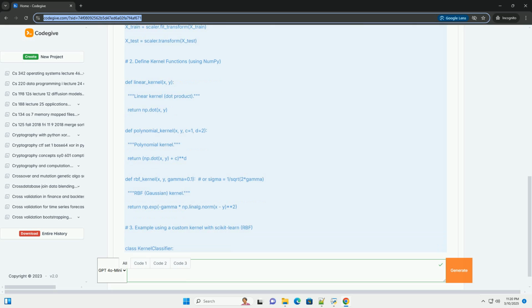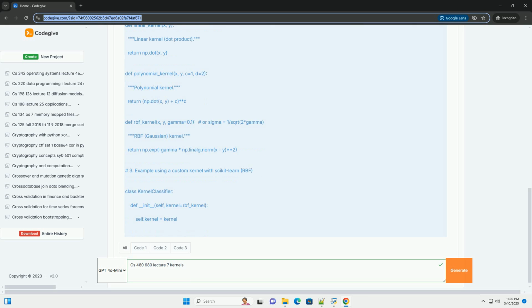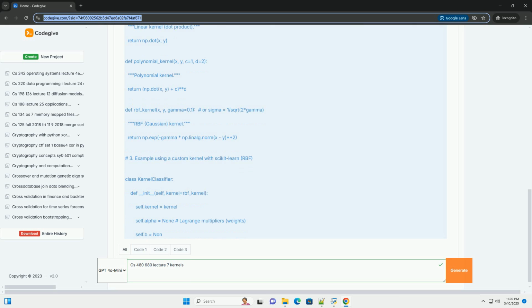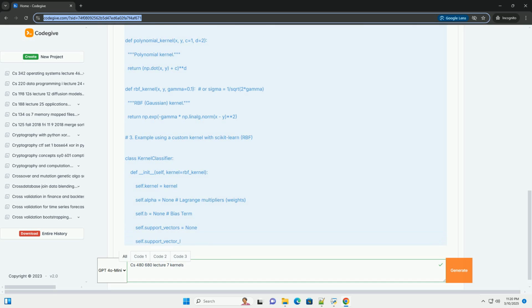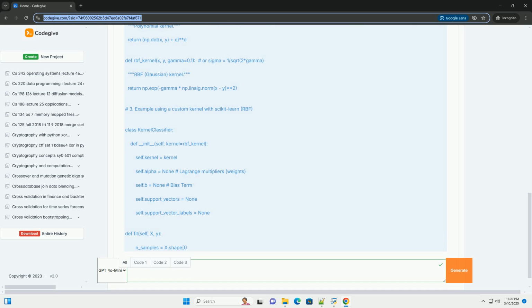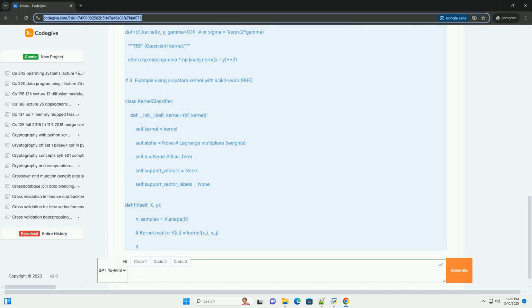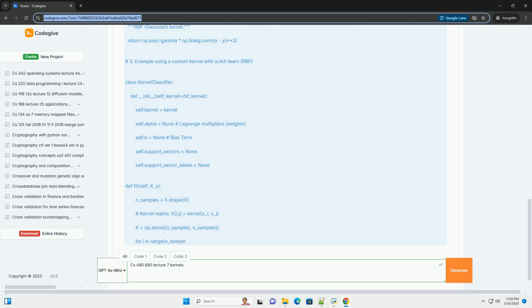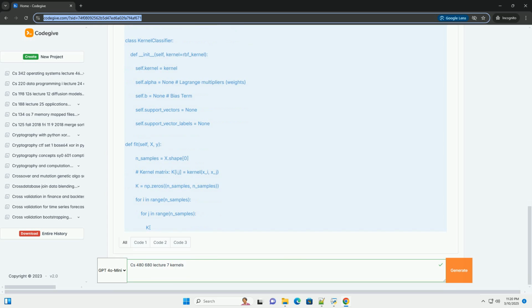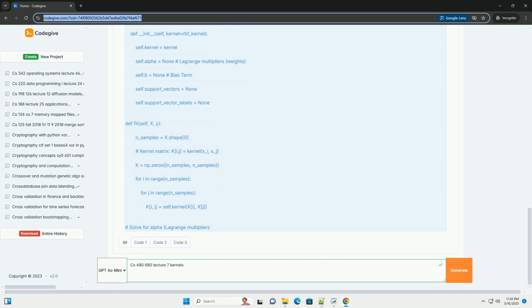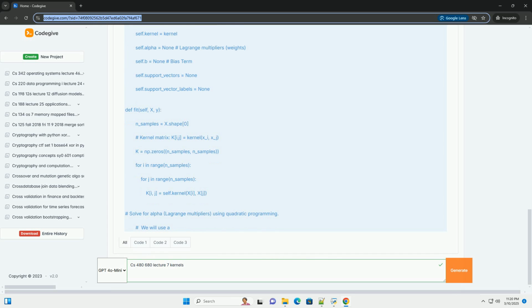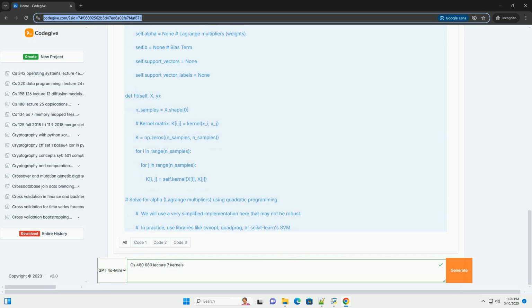CS480/680 Lecture 7, Kernels, a comprehensive guide. 1. Introduction. What are kernels? At their core, kernels are functions that compute the dot product between the images of two data points in some, potentially high-dimensional, feature space. This might sound abstract, so let's break it down.